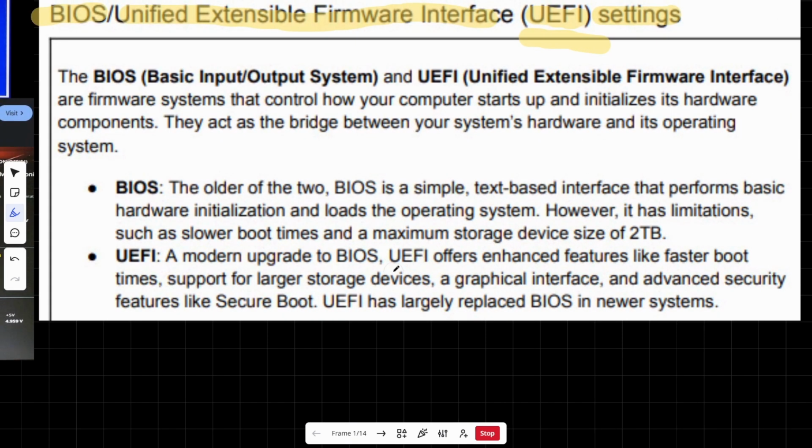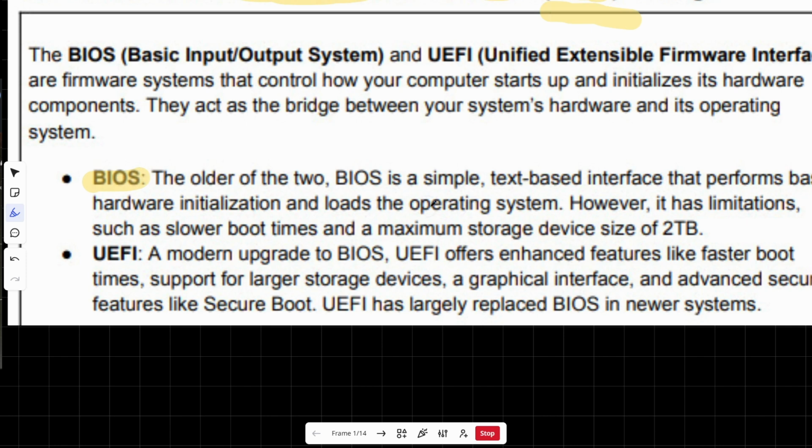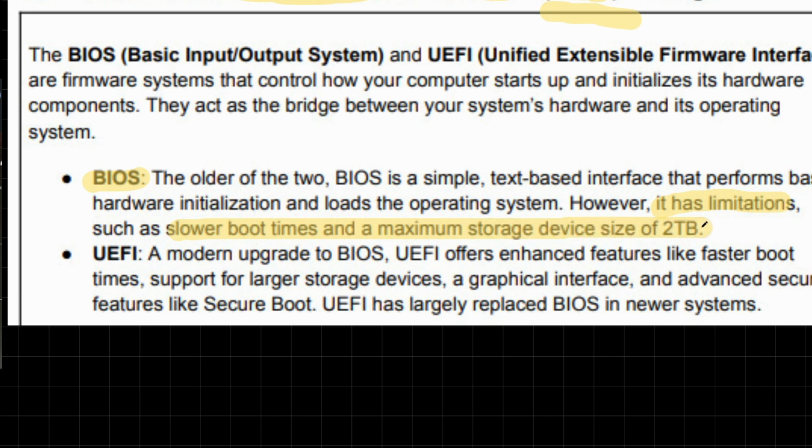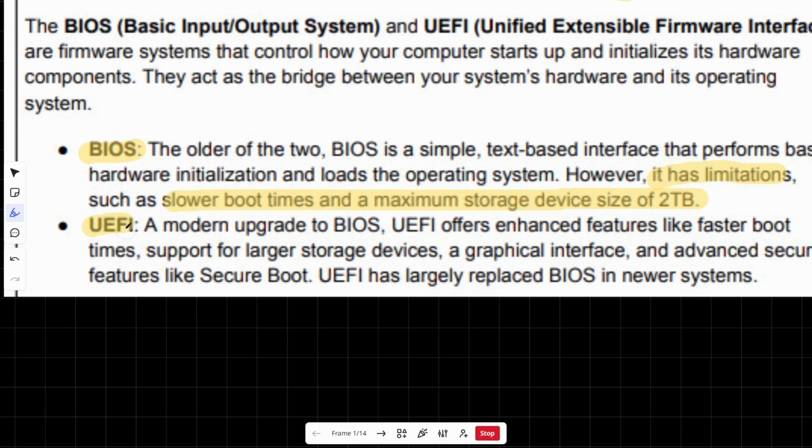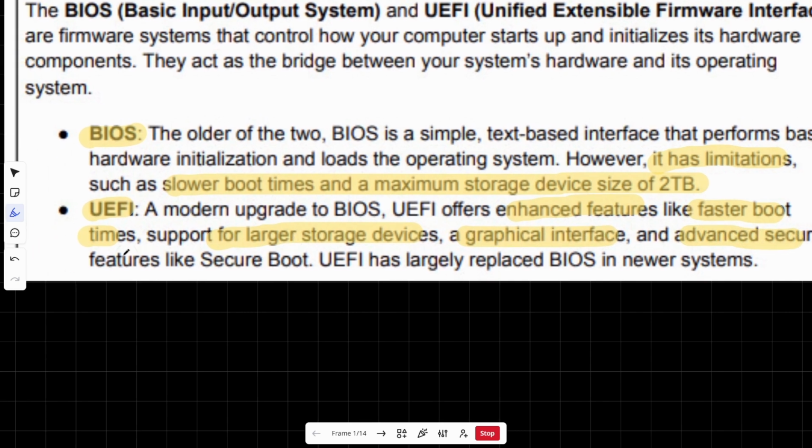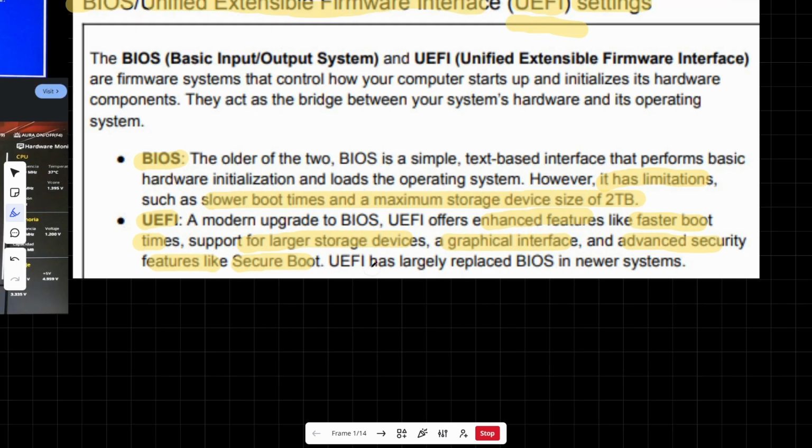Now, of course, there's more differences than that. The BIOS is older, and as a result, it's going to have some limitations. It's going to have slower boot times and a maximum storage device size of 2 terabytes, whereas the UEFI is newer, so it can keep up to date with those more modern things that we need. So it has some enhanced features. You've got faster boot times, support for larger storage devices, a graphical interface, as we talked about, and advanced security features such as secure boot. And we are going to talk about what that is coming up.